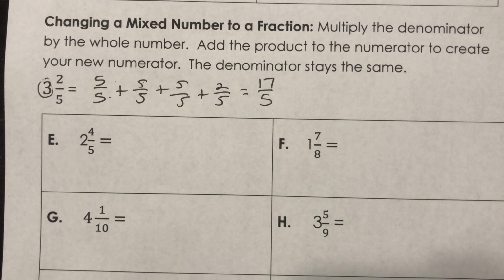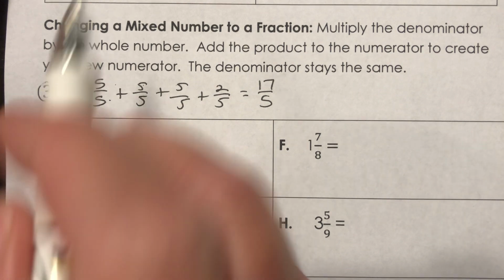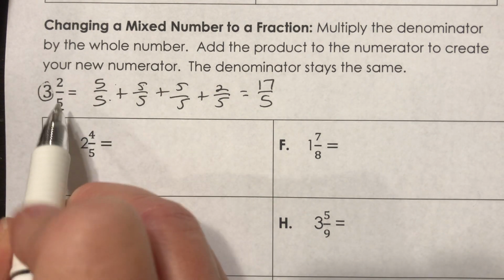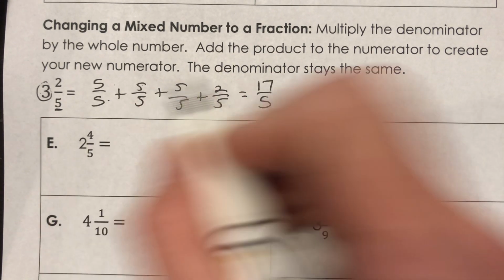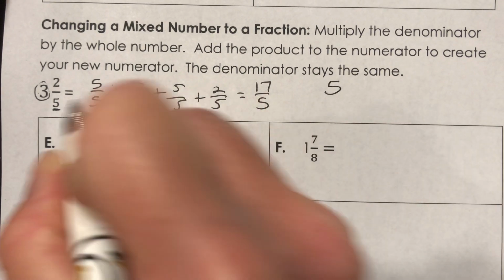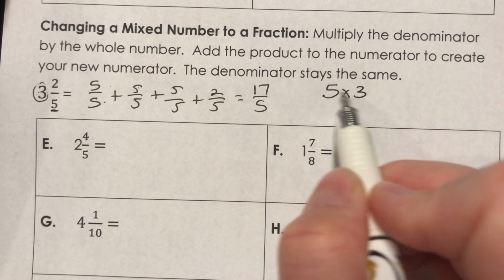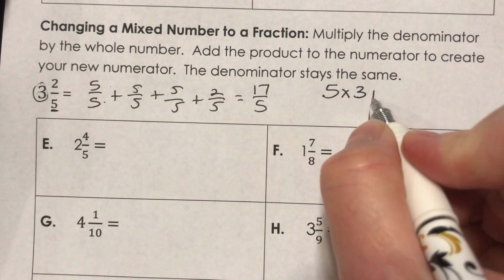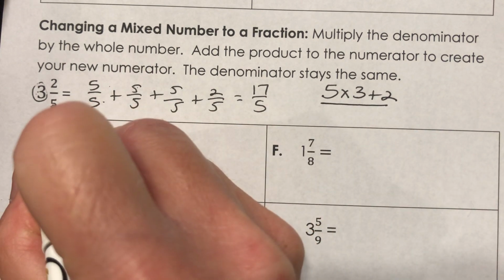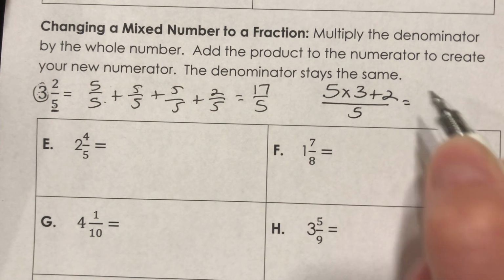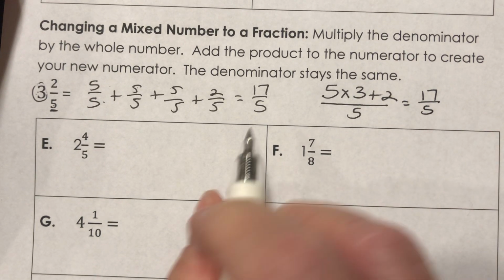Okay, so the step I had told you over here was to multiply the denominator by the whole number. This 5 is the denominator, right? And the whole number is 3. So to get your numerator, you can take your denominator 5 times your whole number 3, and then add the product to the numerator, so plus 2. And once you figure that out, that's your numerator, and your denominator stays the same. So we'd end up doing 5 times 3 is 15, plus 2 is 17 fifths, and get the same thing.